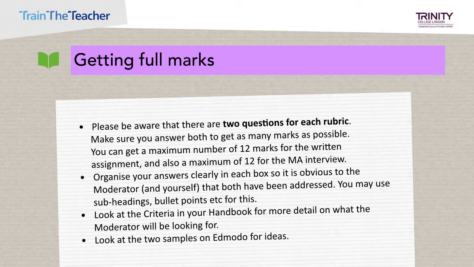It is possible to get full marks for the materials assignment. In order to do so, remember the following. There are 2 questions for each rubric. Make sure you answer both to get as many marks as possible. You can get a maximum number of 12 marks for the written assignment and a maximum of 12 for the MA interview.